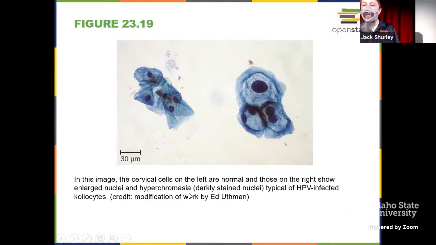There's some hyperchromasia, so you get this kind of stippling or different colors. I mean, it's still purplish with the stains we're using, but there's variation within the nuclei, and you don't really see that in the normal cells, and also the larger size. Koilocytes are what we call these as we see them, and they are HPV infected cells.